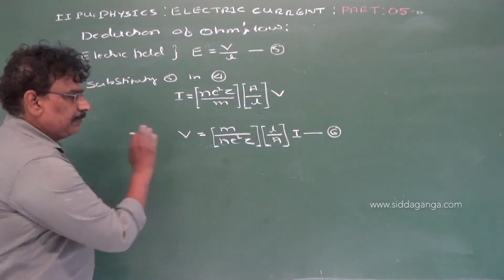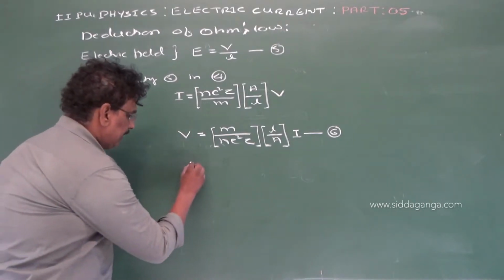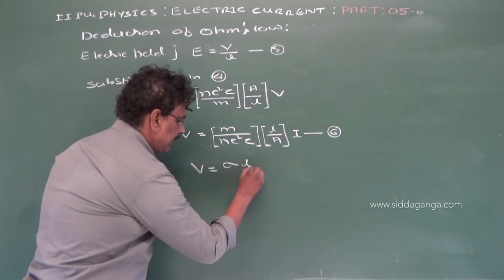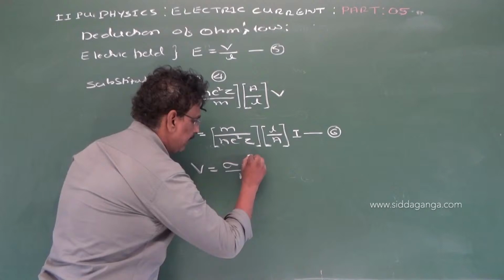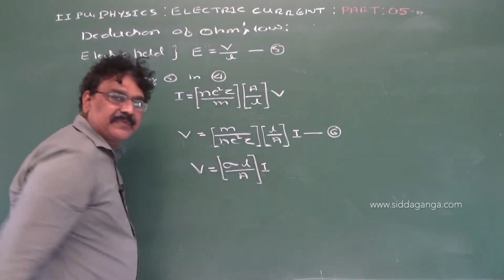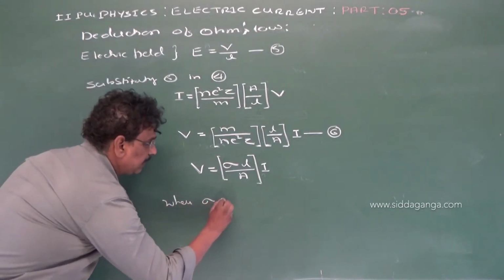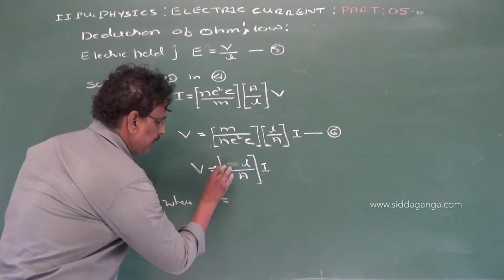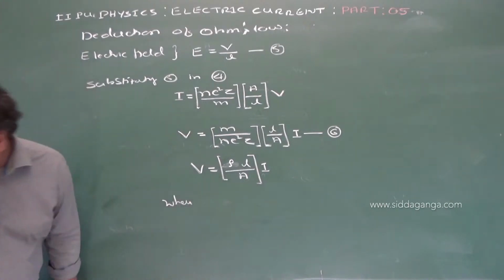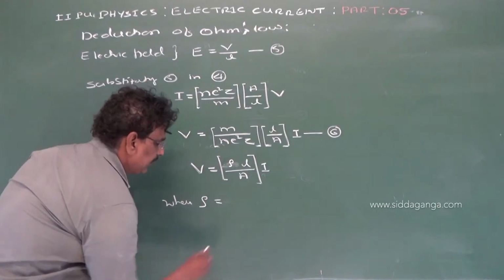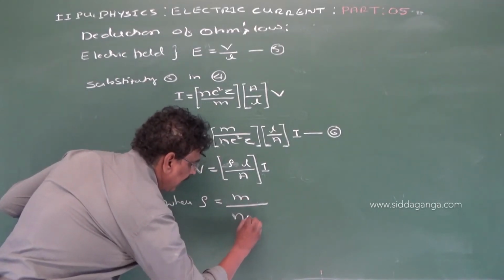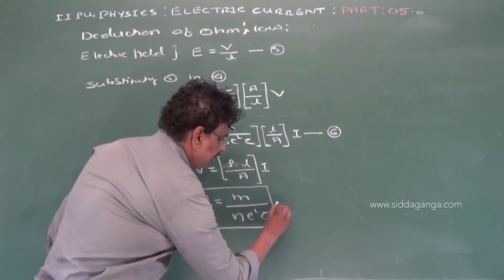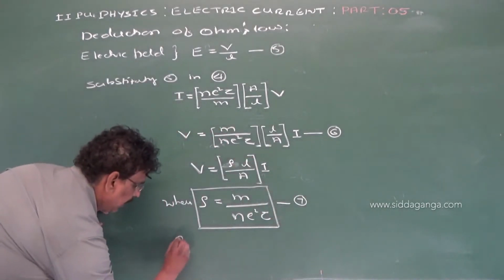Now we have this equation here. This V is equal to rho L by A into I, where rho is equal to m by n e square tau. Let us take it as equation number 7.